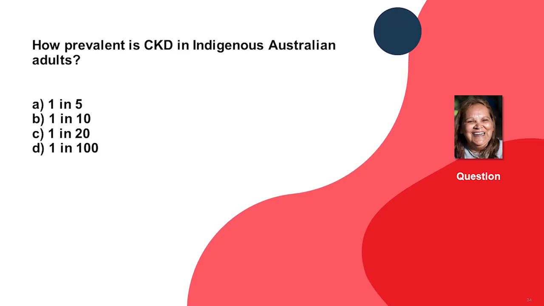This is the first question for all of you. How prevalent is CKD in Indigenous Australian adults? Any guesses? It's 1 in 5, right? What about in non-Indigenous Australian adults? What's the prevalence?